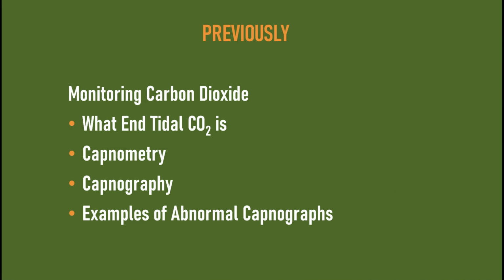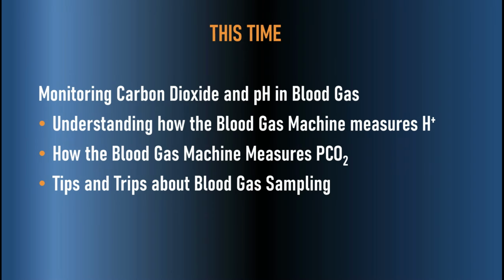In the previous tutorials, we talked about end-tidal CO2, capnometry, then we looked at capnography and all the reasons why the capnograph may be abnormal. In this particular tutorial, we're going to try and explain how the blood gas machine measures both hydrogen ions and carbon dioxide. It's a very similar process, it's not identical, and it's worth knowing about. And then I'm going to take you through some tips and tricks about blood gas sampling.